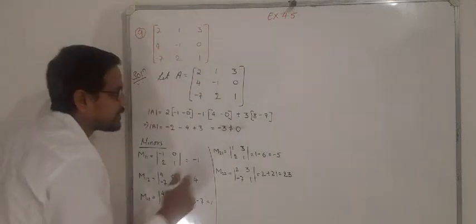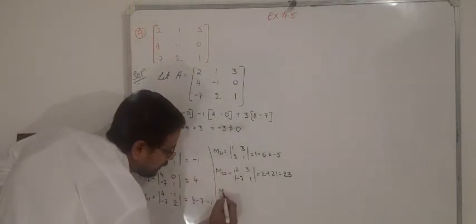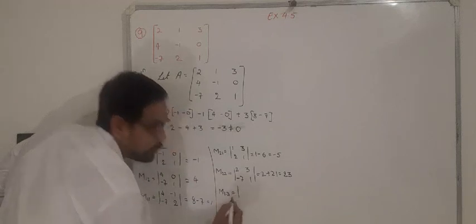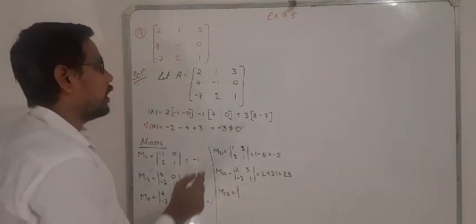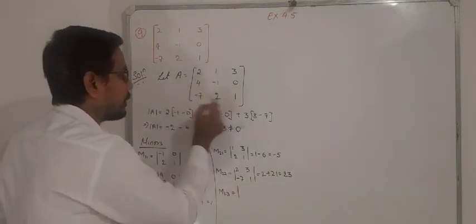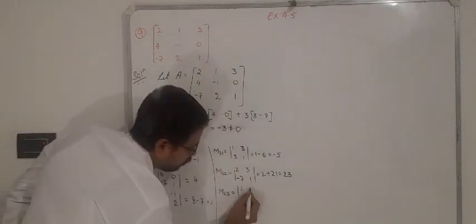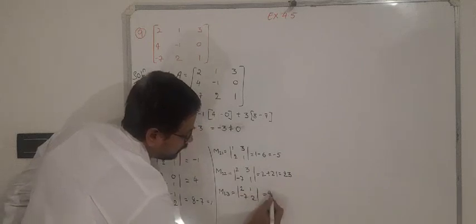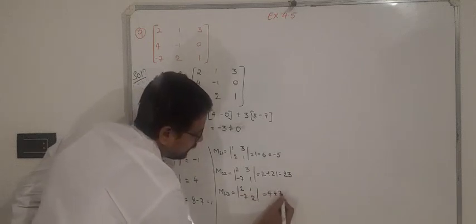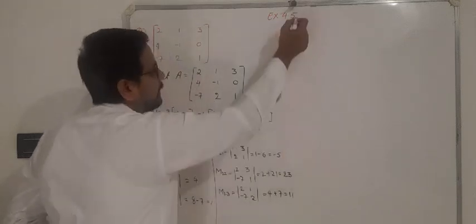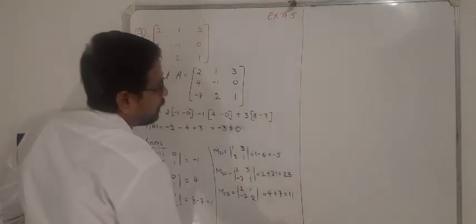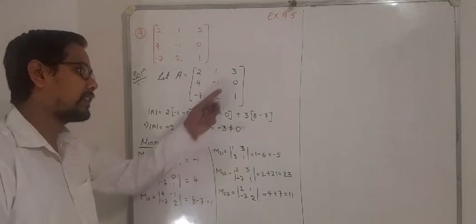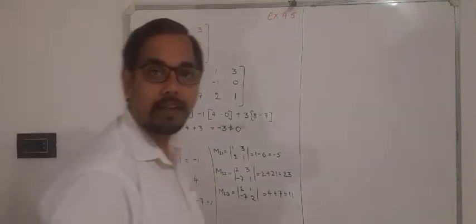So now at last M23. The value of M23 is the minor of A23, that is 2, 1, minus 7, 2. So 2 into 2 is 4 plus 7, and 4 plus 7 is 11. We have found the minors up to the second row. Now the third row.